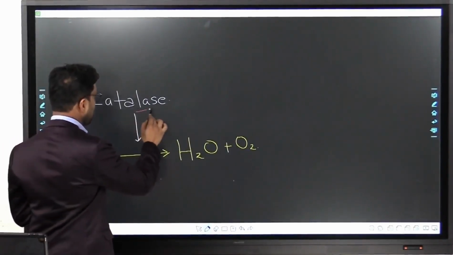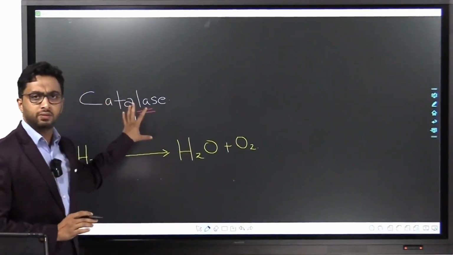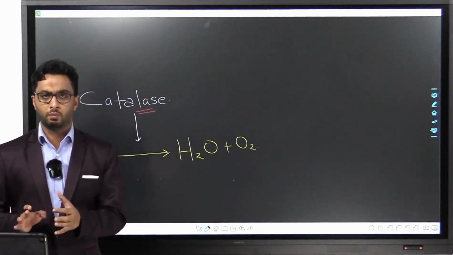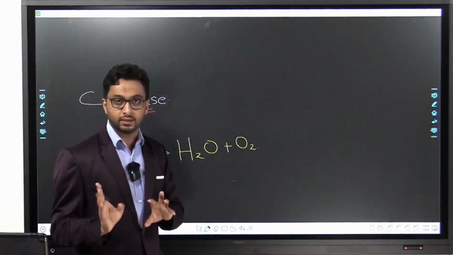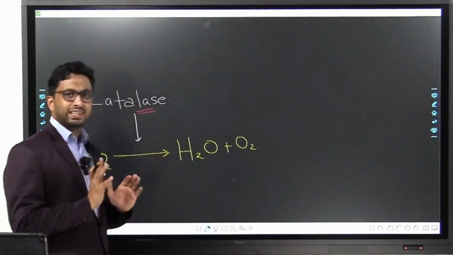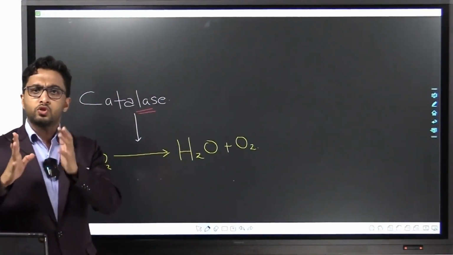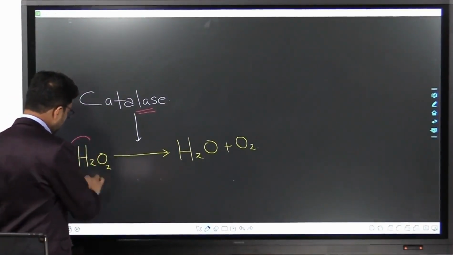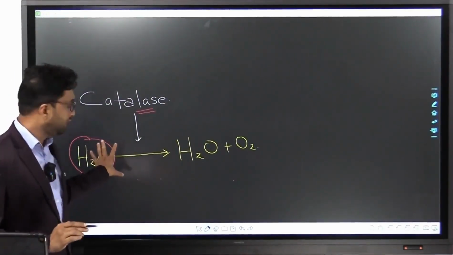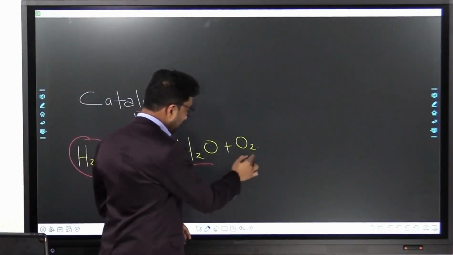Very important molecule. Now, what is the significance of this molecule in our body? That's what I'm going to tell you. And then I'll tell you what's the importance of catalase in bacteriology. Okay, so what does catalase do? It's there in almost all living organisms, and what it does is it converts hydrogen peroxide into water and oxygen.